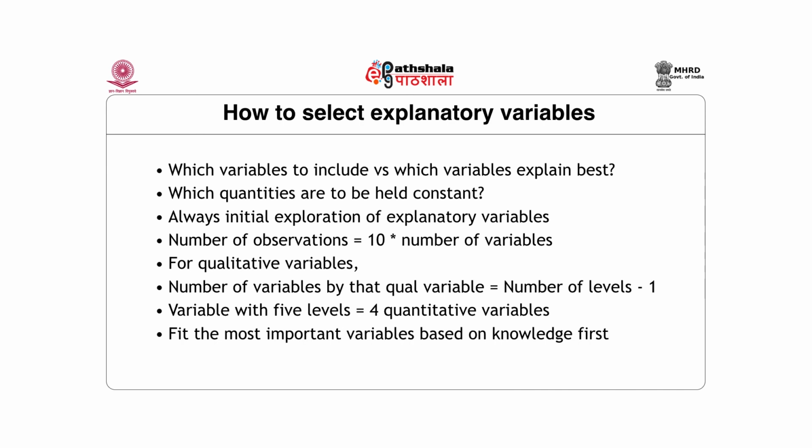And there are some other conventions. These are more like rules of thumb rather than anything else, so don't take them too seriously. The number of observations should be about 10 times the number of variables. If you are dealing with a categorical variable, it depends on the number of categories: the number of categories minus 1, multiplied by 10. So if you have a categorical variable with 5 categories, that's the equivalent of 4 quantitative variables, times 10. And as I say, fit the most important variables based on your knowledge.